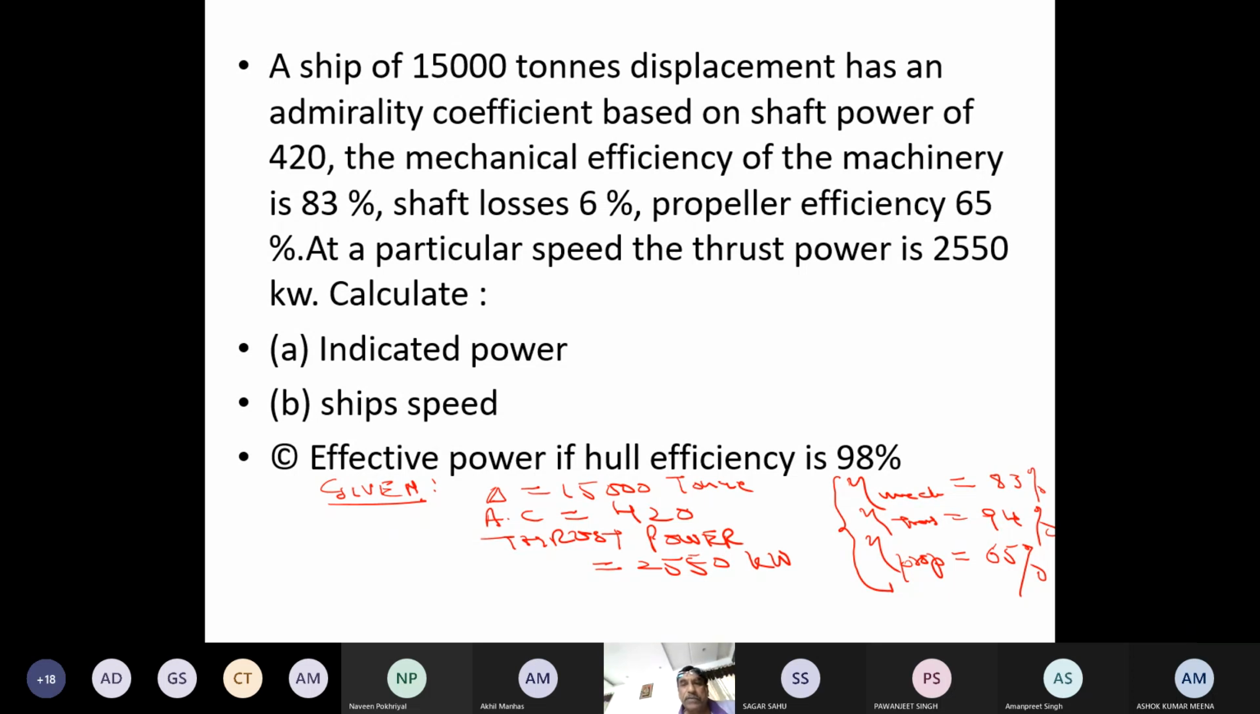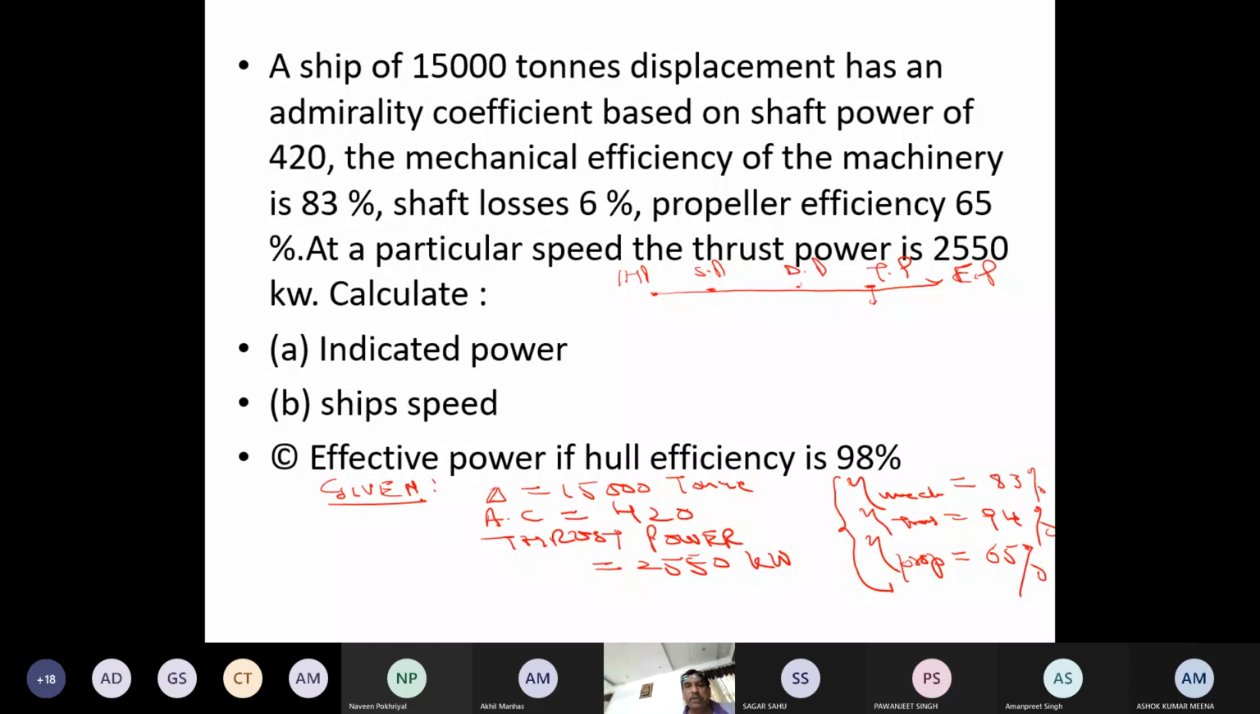Now let us start from this value, thrust power. If you see, I gave you a linear thing: IHP, shaft power, delivered power, thrust power, effective power. This is the sequence which you have to remember. So for the efficiency part, we have to see what is given. Thrust power is given. This is known to me.